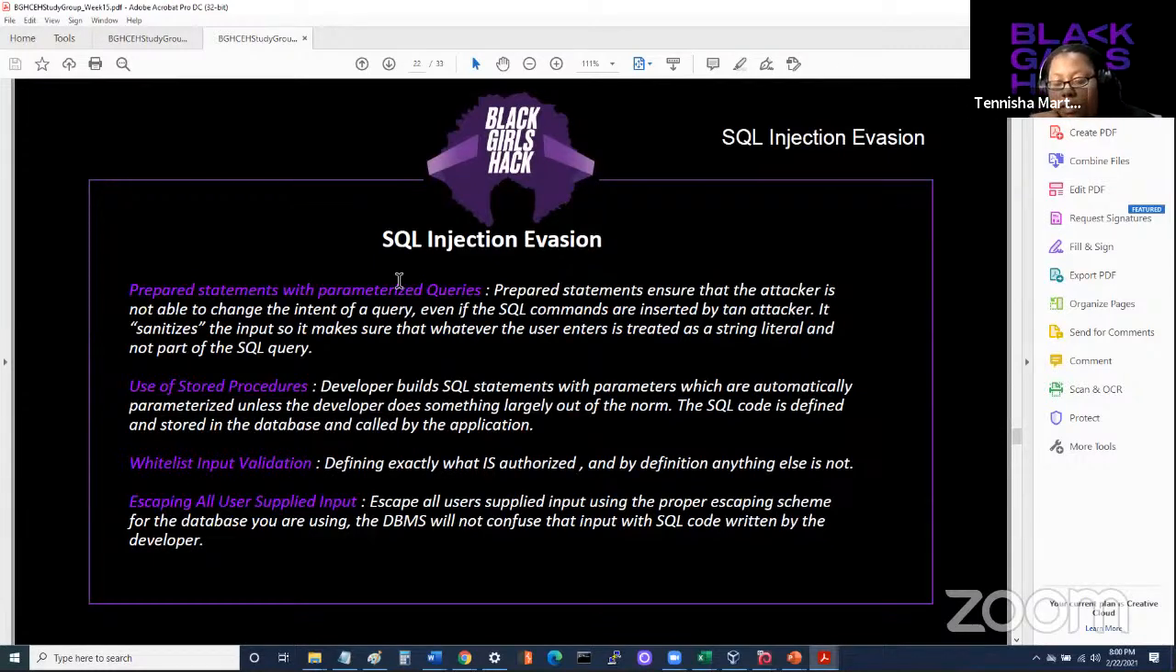So it makes it so that you cannot, for example, change a query from, hey, select all from the table where the username equals something, into making that empty and asking for another table that's not related to the username. That's a prepared statement. And then escaping all user-supplied input, which escapes the input using the proper escaping scheme for the database you're using, so your database management system will not confuse that input with SQL code written by the developer. It's a way to escape any code that's input on the front end.